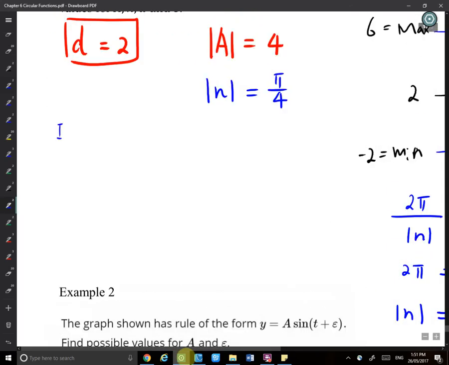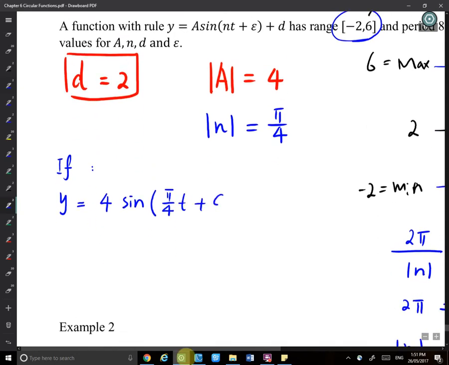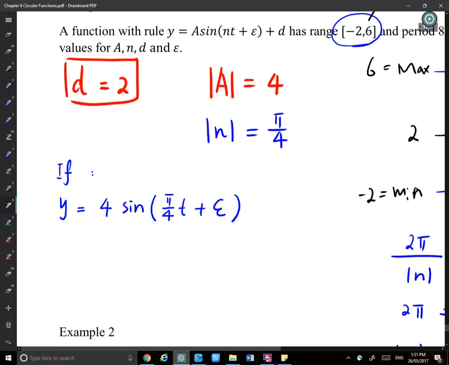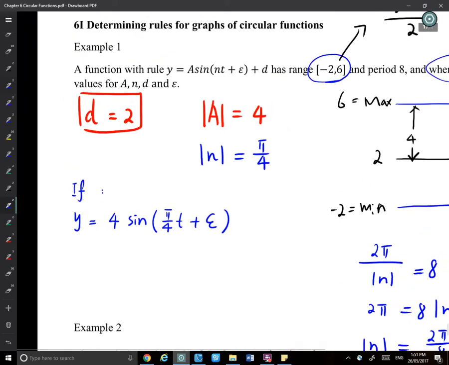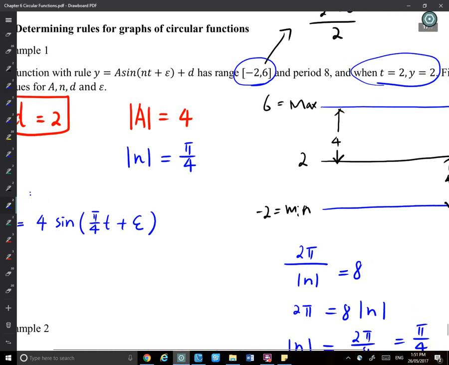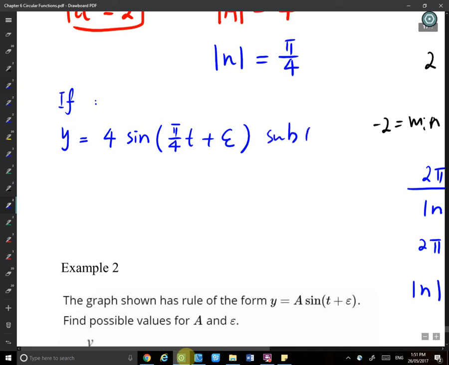Let's say y equals 2 plus, I will take a positive of this, and I'll take a sine. I will take a positive of this number, and plus, I don't know what I need to add yet. Let's suppose the equation is this. It's one possible answer. I just need to decide what my epsilon's value is, that small thing's value. And I know when t equals 2, y equals 2. So substitute 2 into this particular equation.